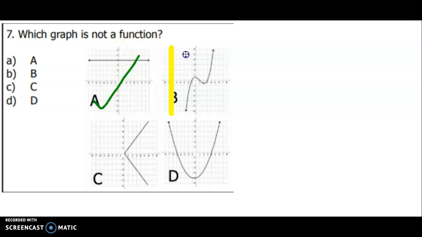All right, let's move our pencil over here. See how no matter where I put it, it only crosses through my pencil one time? That means it has no repeating x values. So this is also a function. If I put my pencil down here, I can see that it only intercepts in one spot here, one spot there, one spot there. So this one is also a function.